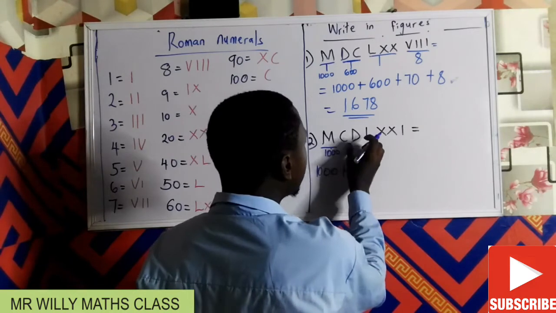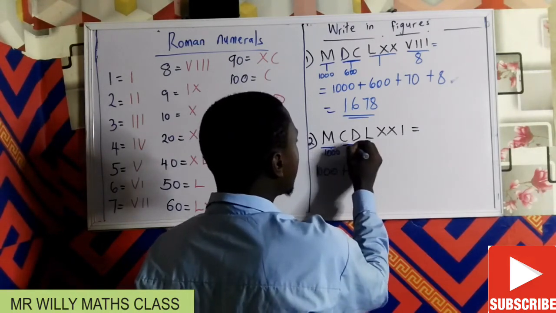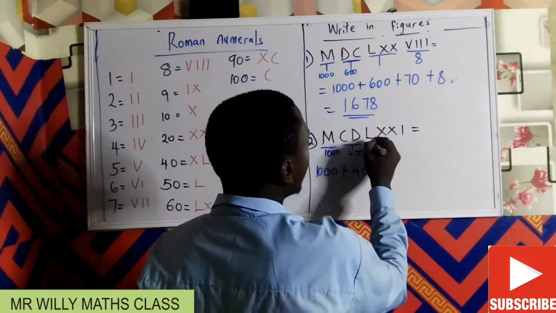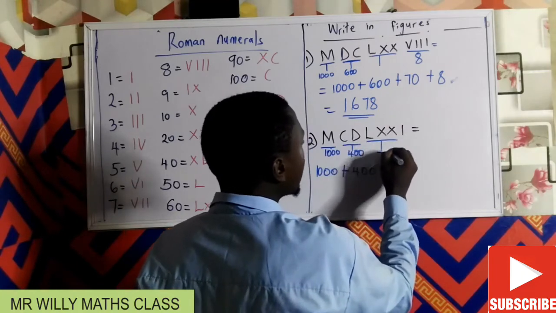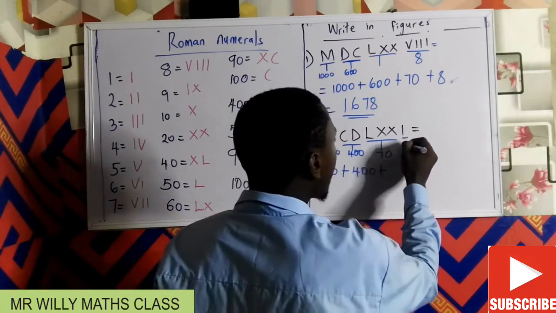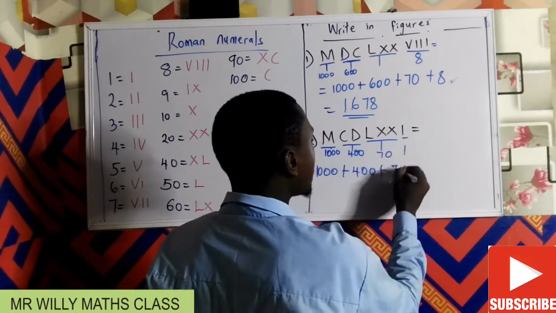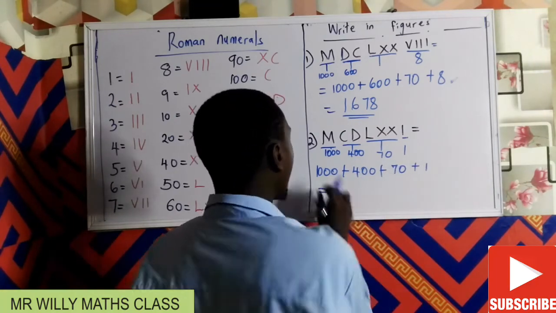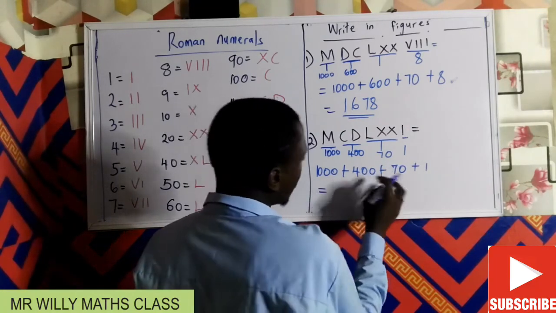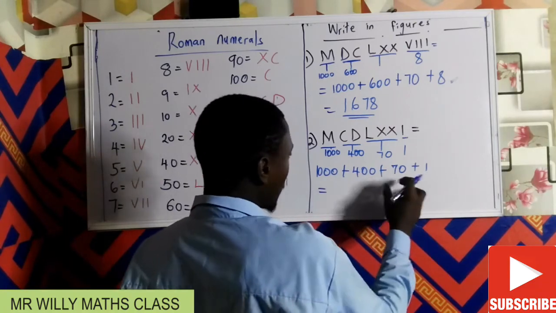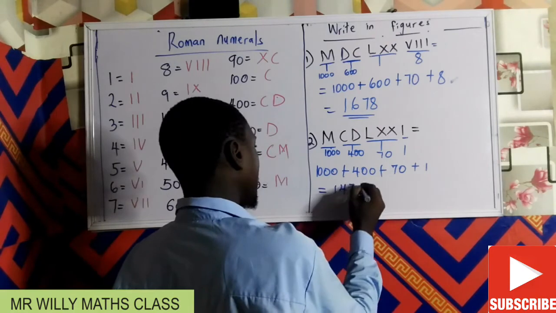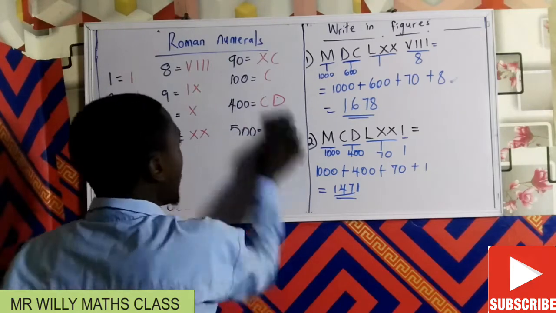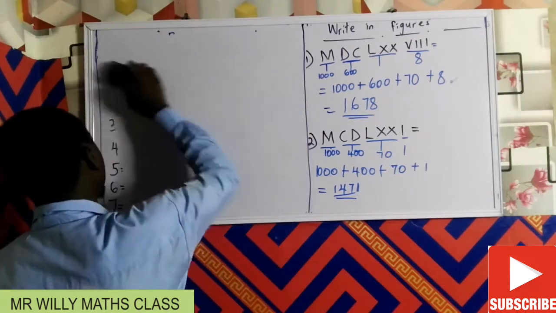You can see CD, you can't just pick C. What is CD? CD is 400. And what's your LXX? Your LXX is 70, while your I is 1. The next thing is to add it together. 1000 plus 400 will be 1400. 1400 plus 70 is 1470. 1470 plus 1 will be 1471. Now, let's move on to another example.